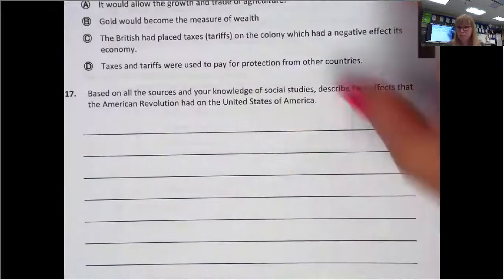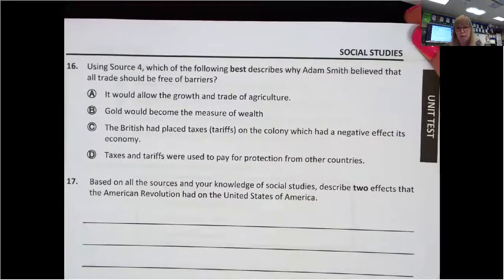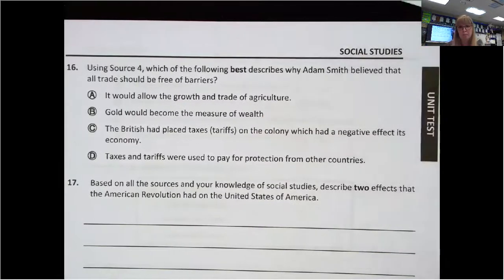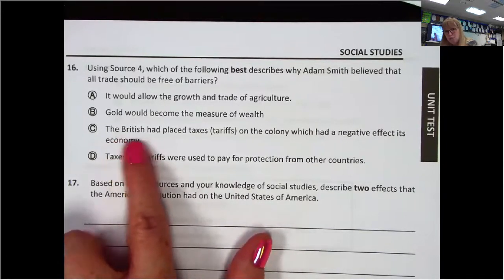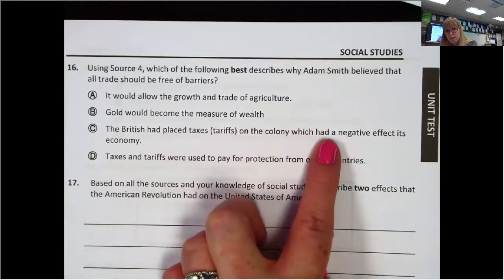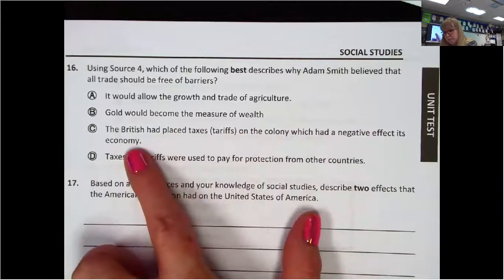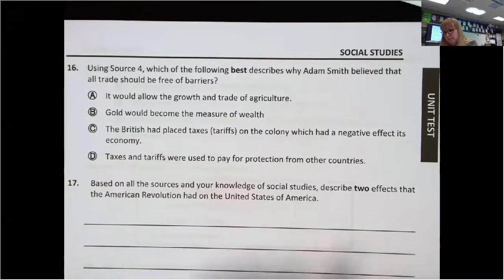So number 16 asks us, using source 4, which of the following best describes why Adam Smith believed that all trade should be free of barriers? So according to him, the British should place taxes or tariffs on the colony, which had a negative effect on its economy. Okay. That's why he thought all trade should be free of barriers.